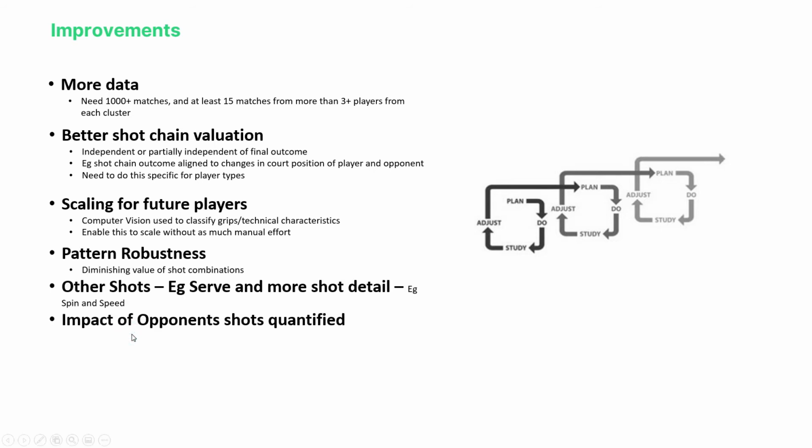Other things to really think about: pattern robustness, something I talk about a lot. With the shot chains as well, it's important to think about the diminishing value of a shot chain being used. The more you use it, it could lose some of its benefit. Equally, extend this analysis to serve and return, think about speed and spin, the quality of the opponent's shot, and the positioning of the opponent.